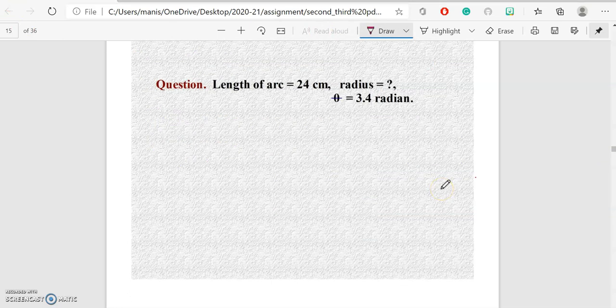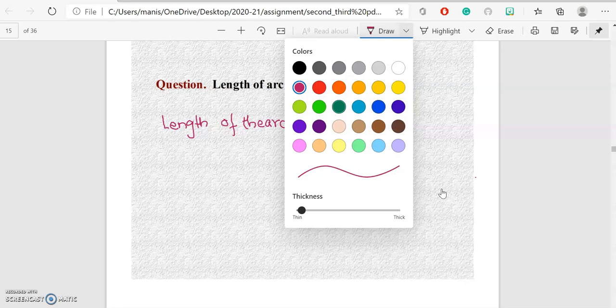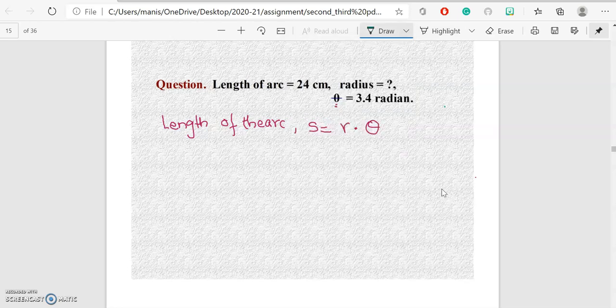Now in this question we have been given the length of the arc as 24 centimeters. We have to find the value of the radius, and we have been given the central angle theta as 3.4 radians. Our approach is still the same. I will write my formula. Length of the arc S is equal to R times theta.